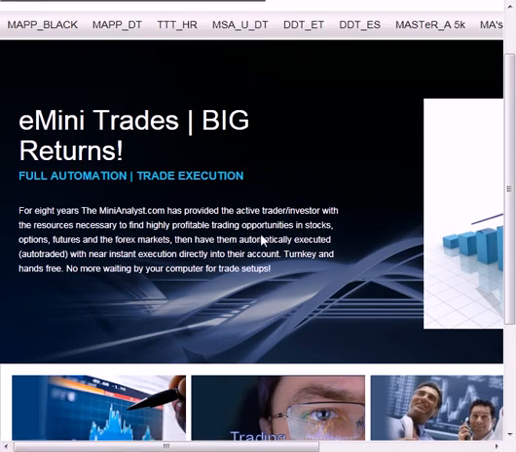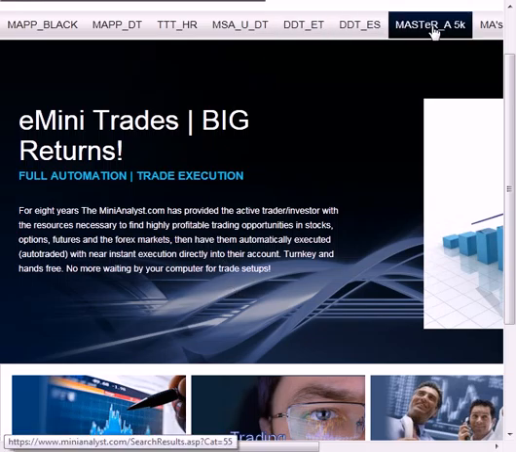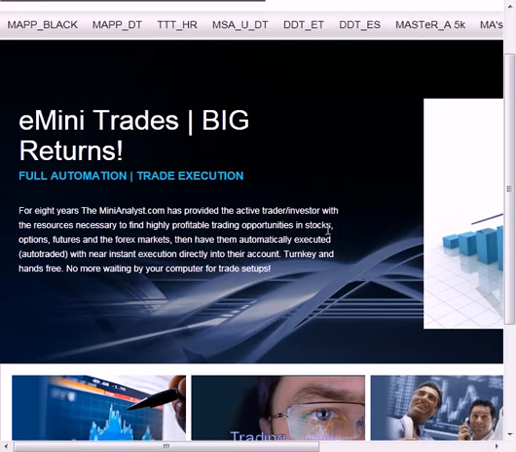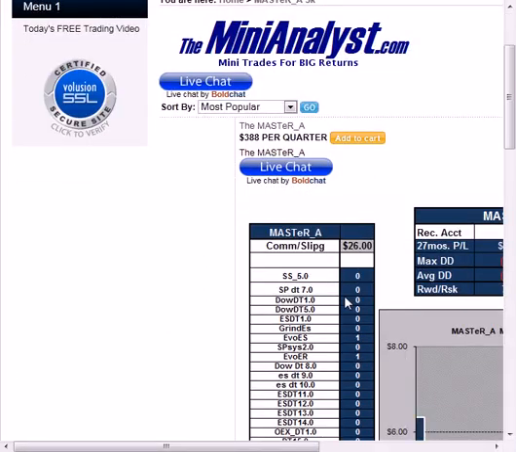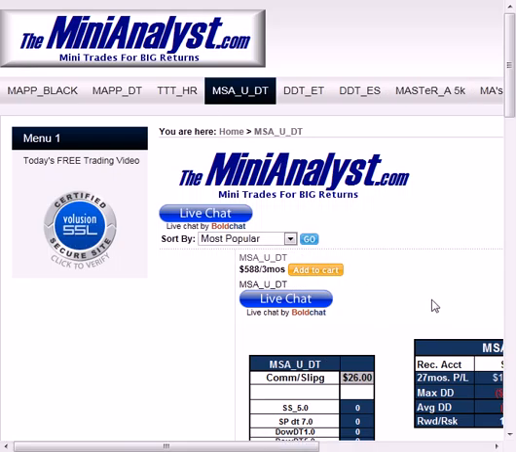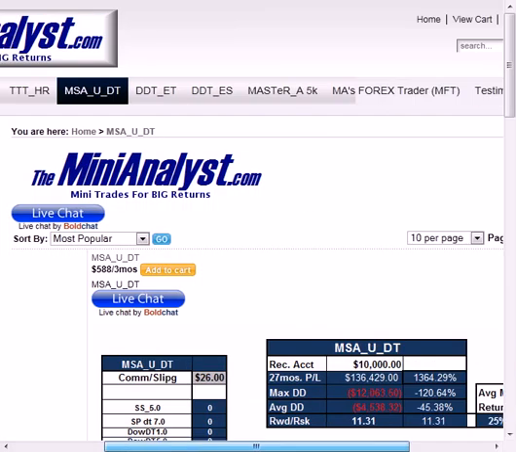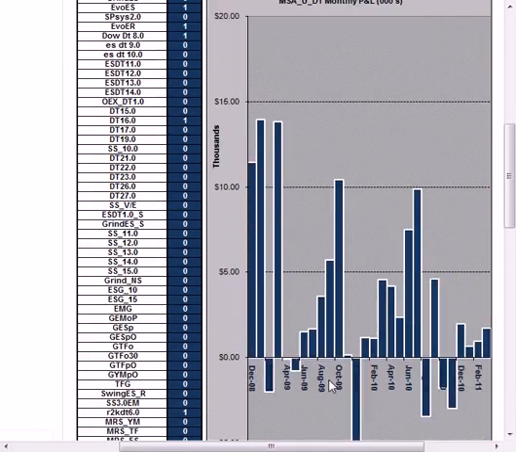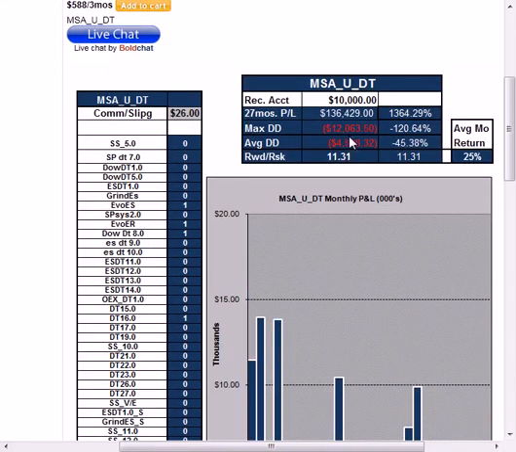So if you guys have any questions, go to the website. What's interesting is our pricing structure. As you can see now, you can get the master for just $388 per quarter. You can get the MSAU DT for just $588 per quarter. And there you see the returns for the MSAU DT.